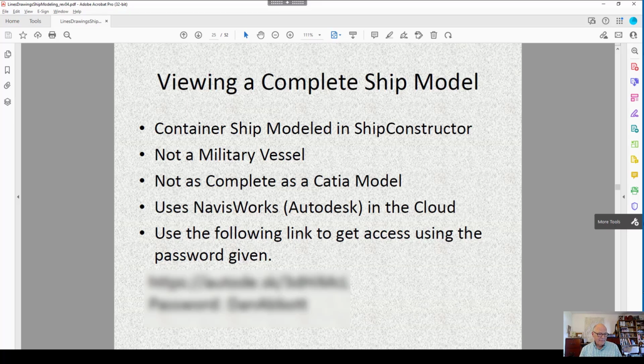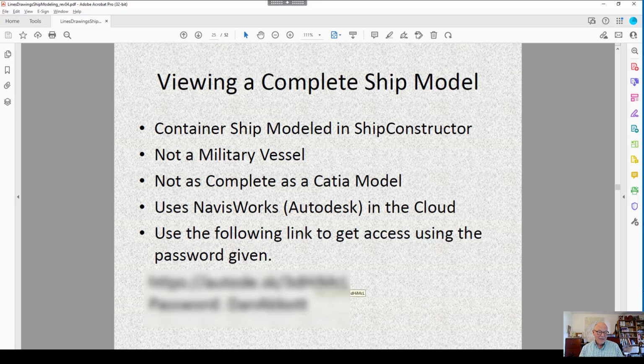I'm going to obscure in the video when I produce it both this link and the password, because I'm going to put this on my YouTube channel, and Ship Constructor did not want me to share this generally. So you'll have to get both the link and the password from whoever it is that's managing this. However, you will see this when you open this file yourself, and you'll be able to just click on it.